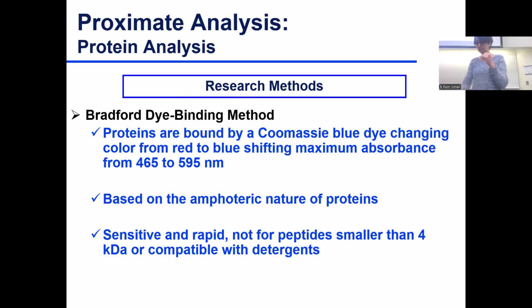So the binding is based on the amphoteric nature of proteins. Does anybody remember what amphoteric means? With acidic and basic. Yes, thank you. Yep. So that means the protein has the amine group and the carboxyl group, which makes them amphoteric components. And this binding with Bradford is based on this particular characteristic. And then you get a color again, and you measure using absorption spectroscopy in the visible range.